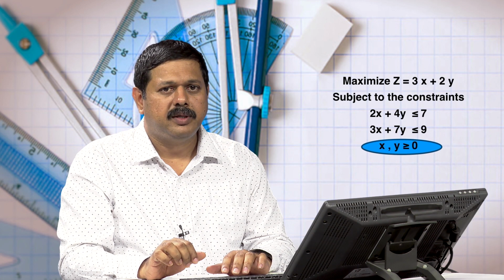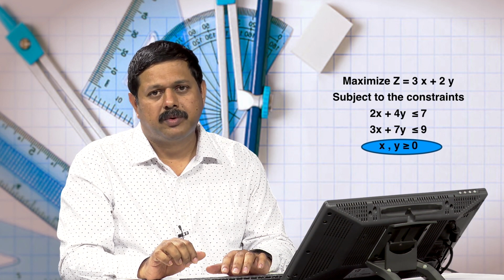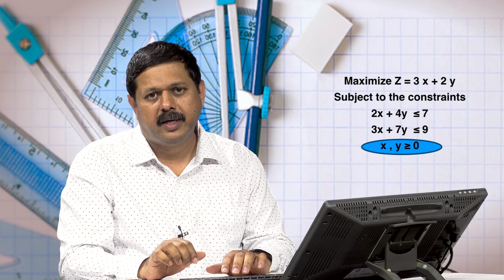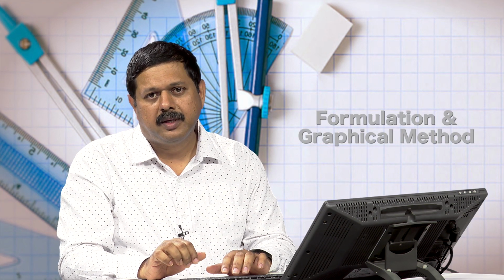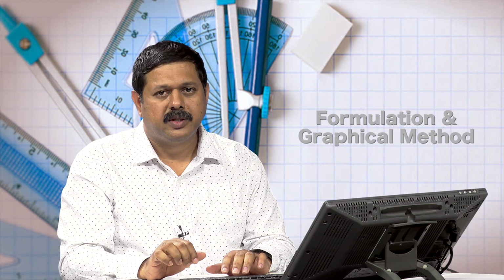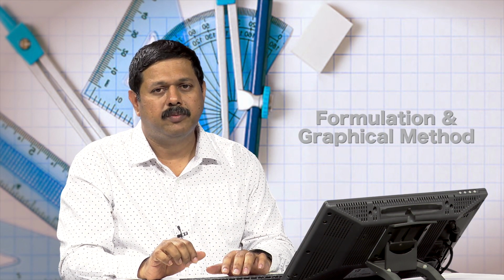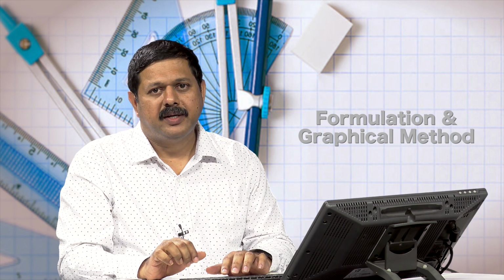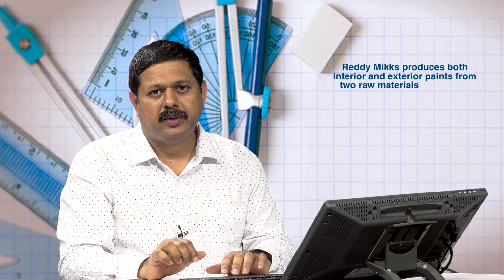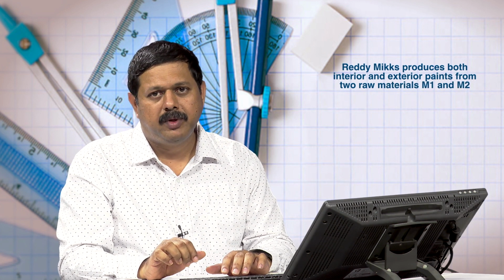From a well documented literature on the original problem, we can formulate a linear programming problem. Let us first choose such a literature and try to formulate a linear programming problem. ReadyMix produces both interior and exterior paints from two raw materials M1 and M2. The table provides the basic data of the problem.